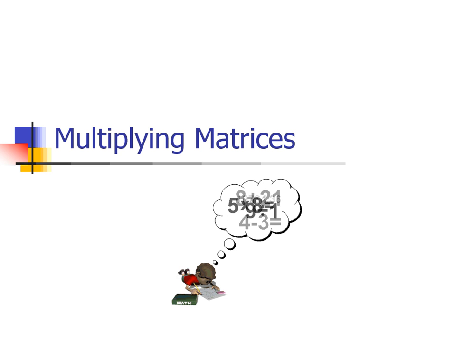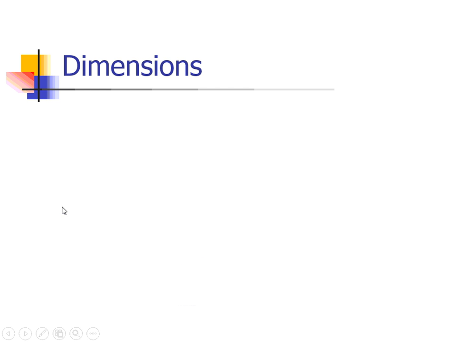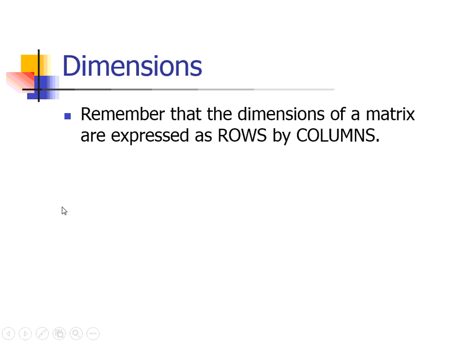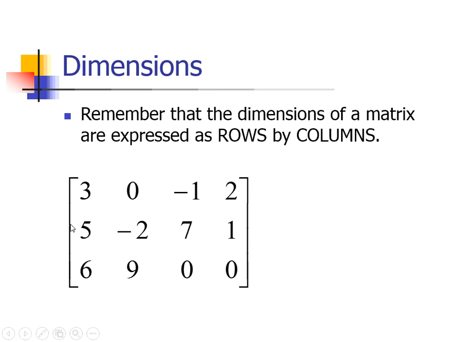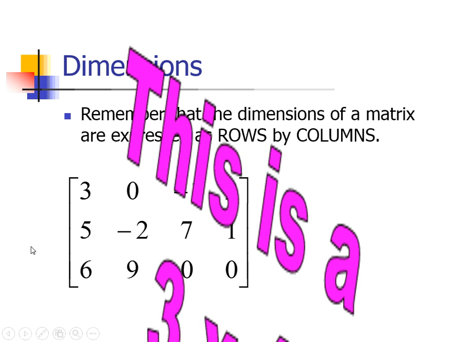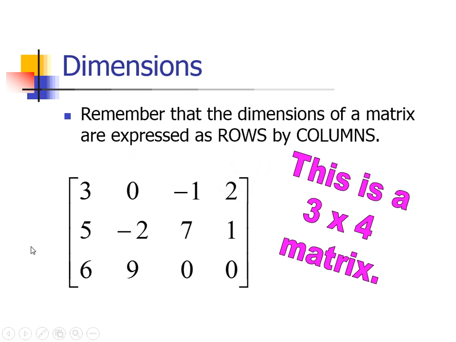All right, today we are going to talk about multiplying matrices. I mentioned to you that it's a little bit complicated, so I decided to devote an entire lesson to that. So here we go. We've talked about the dimensions of a matrix and how it's always expressed as rows by columns. So if I have a matrix that looks like this, that's going to be a 3 by 4 matrix because it has 1, 2, 3 rows and 1, 2, 3, 4 columns.